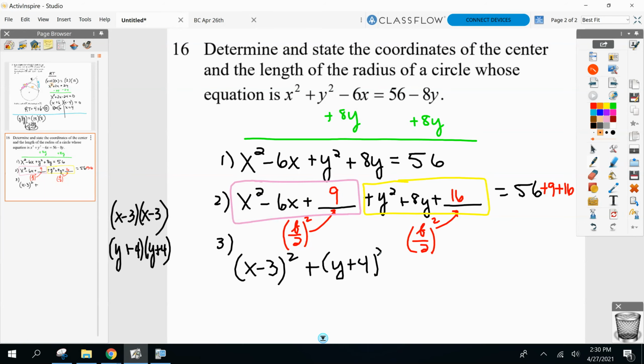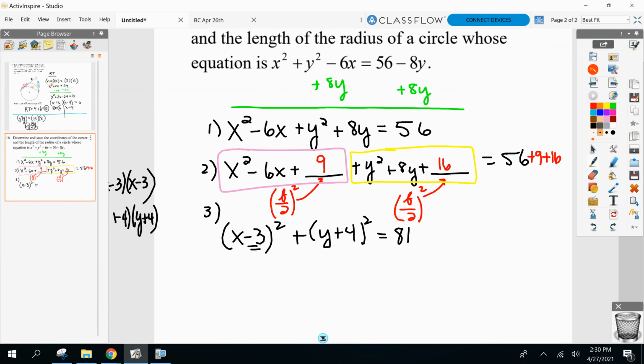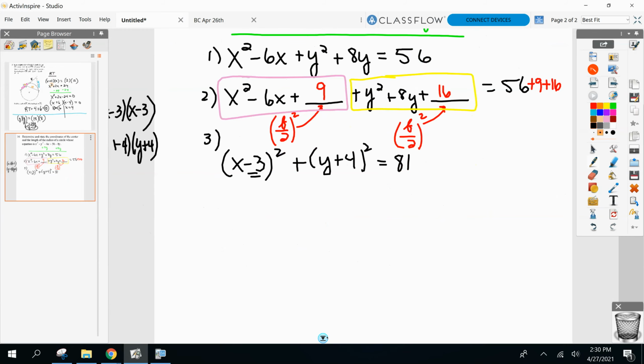Now, I said before, some of you guys may know the trick. If you don't want to factor like I just did off to the side to figure out what should go in the parenthesis, it's always b divided by 2. So negative 6 divided by 2, that's how I got negative 3. 8 divided by 2 for the y's, that's how I got 4. But if it's one less thing to remember, go ahead and factor it then. And then over here, 56 plus 9 plus 16, let's see, 81. Okay, so there's my circle equation the way I like it. Now you got to have the ability to pull the center and the radius out now.